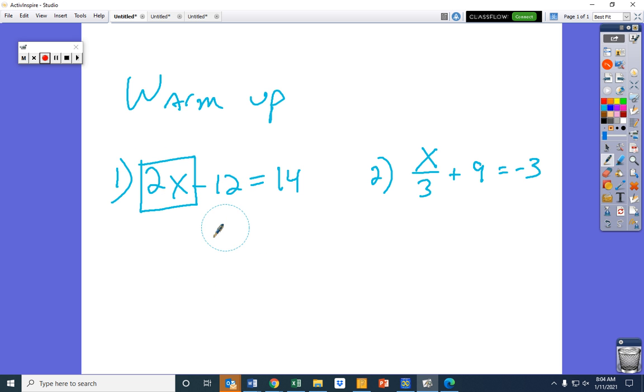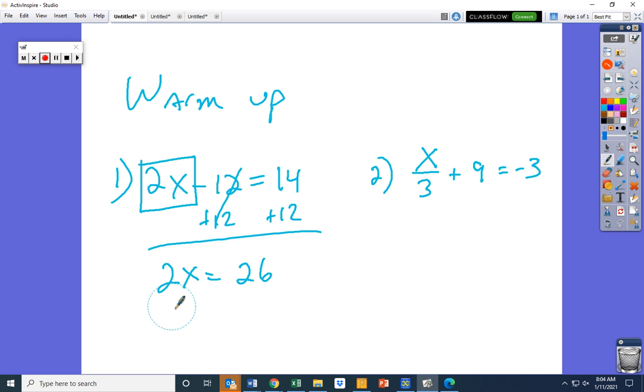Okay, and then what's outside that box? Negative. How do I get rid of a negative 12? Okay, so I'm going to add 12, and if I do it to one side... Sorry, I got a little ahead of myself there. Okay, those cancel. 2x equals 14 plus 12 is 26. And then I divide each side by 2, and what do I get? X equals 13. Very good.